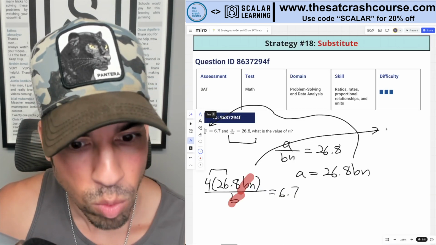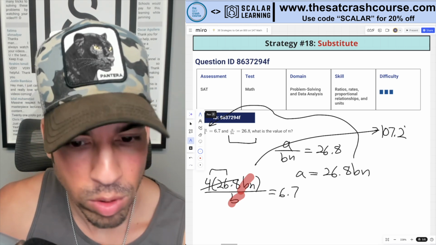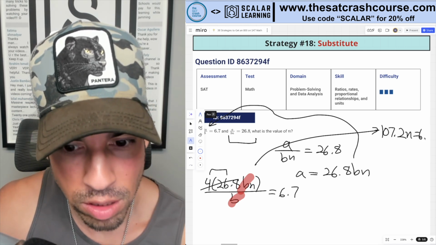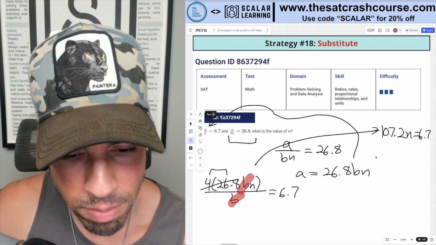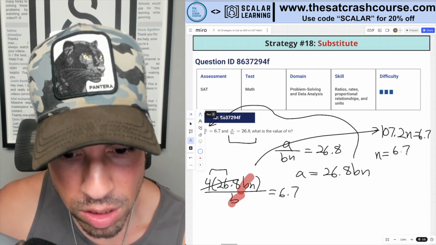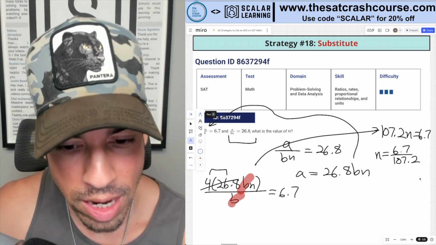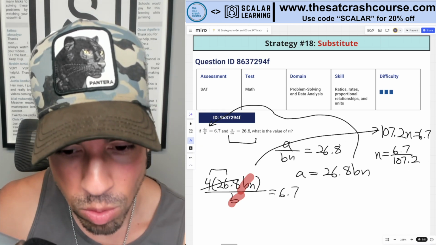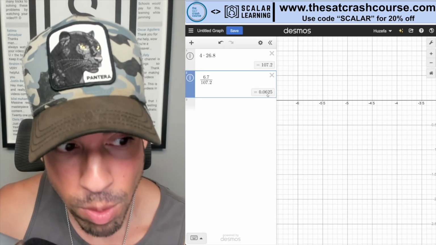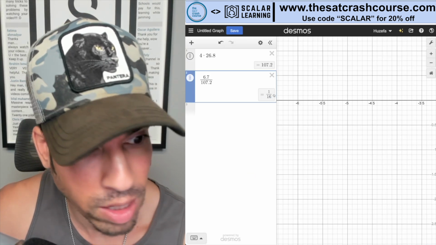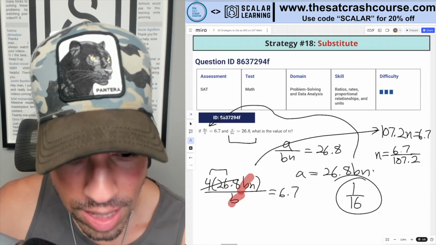So now I've got 107.2, that's that, with a little n there, is equal to 6.7. Last but not least, I got to isolate n. So I'm going to divide both sides by 107.2. So n equals 6.7 over 107.2. Of course, we can't fit that into the SAT free response section. So let's see what that reduces to. And we've got this decimal. Oh, another little nifty trick. If I want to convert this to a fraction, click this button and I've got 1 over 16. So the fraction answer is 1 over 16. That's how you do it.